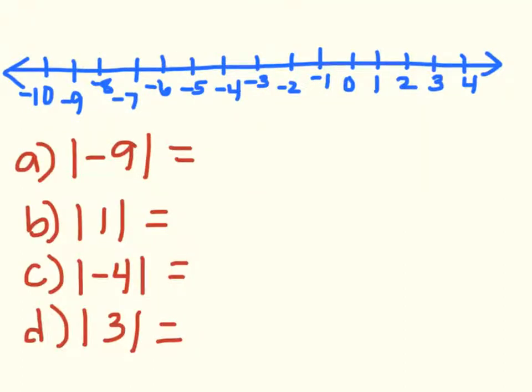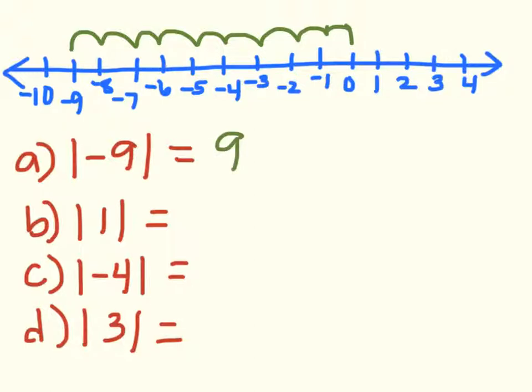Let's use this example to work together and identify these absolute values. Remember, absolute value is simply the distance from 0 that a number lies on the number line. So let's begin with negative 9. Let's count the spaces between 0 and negative 9. 1, 2, 3, 4, 5, 6, 7, 8, 9. So the absolute value of negative 9 is 9.